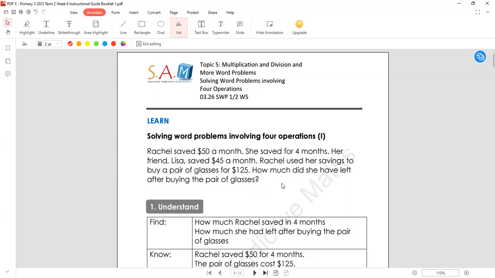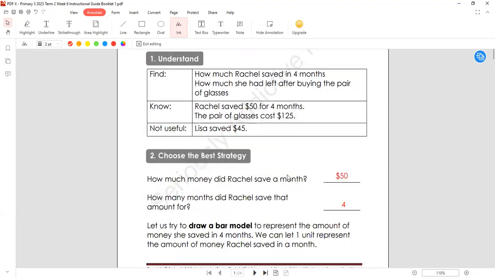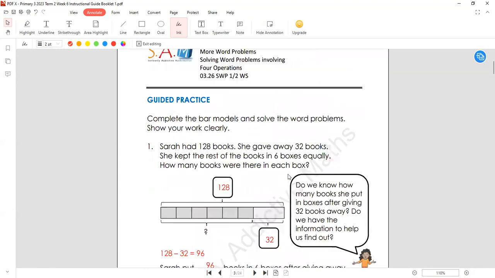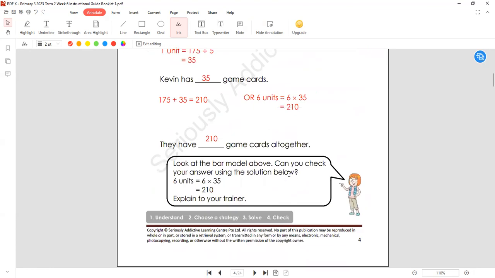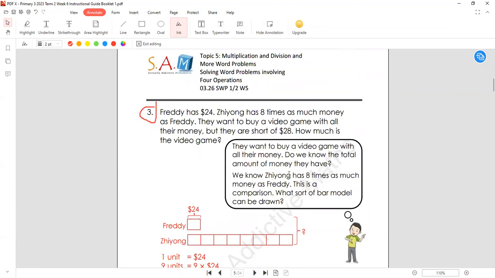However, if the question is asking for the number at first, or the original amount, then you have to draw the model from the last few pieces of information. You have to work backwards in that sense. So remind them of that. Okay, let's skip to question 3.